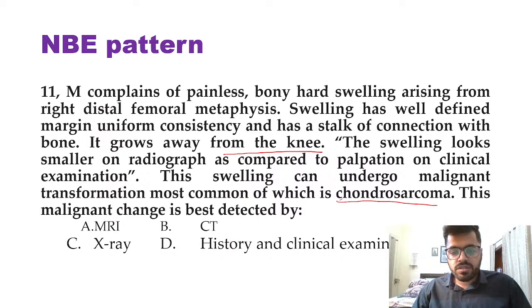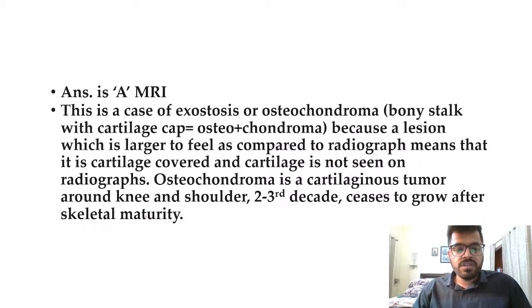So here in the question itself, it says the malignant transformation will be into chondrosarcoma. We know that chondrosarcoma is a cartilage-based tumor, and cartilage is best seen on MRI. So the answer here should be MRI. This is a case of exostosis, also called osteochondroma, a bony stalk with cartilage cap, that is osteo and chondroma. The lesion is larger to feel as compared to radiograph, which means that it is cartilage covered and the cartilage is not seen on radiographs. Therefore on X-ray the lesion is smaller, but on clinical examination it is larger.